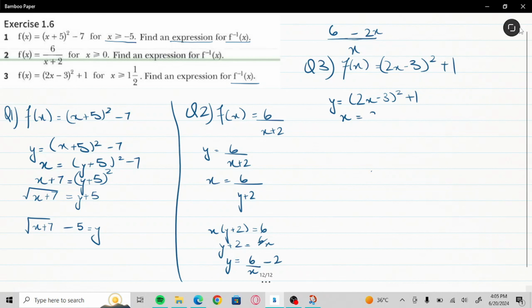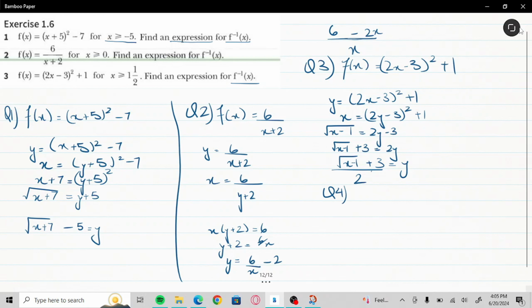So x is equal to (2y minus 3) whole squared plus 1. So x minus 1, in fact, under root x minus 1, is equal to 2y minus 3. Under root x minus 1 plus 3 is equal to 2y. And the last step, (under root x minus 1 plus 3) divided by 2 is equal to y. And that's the answer for question number 3. These are really short questions because they are actually the basics, literally the basics. And we will just continue with question number 4.